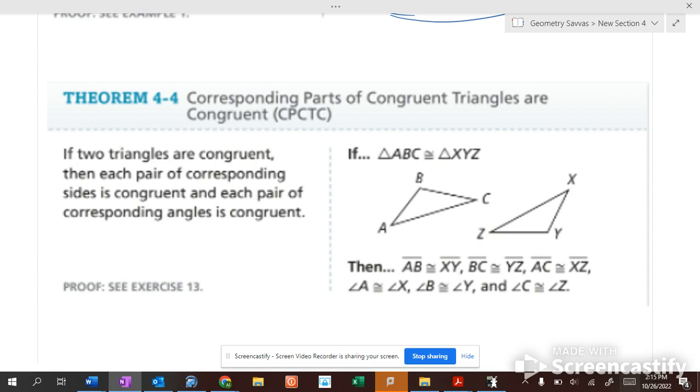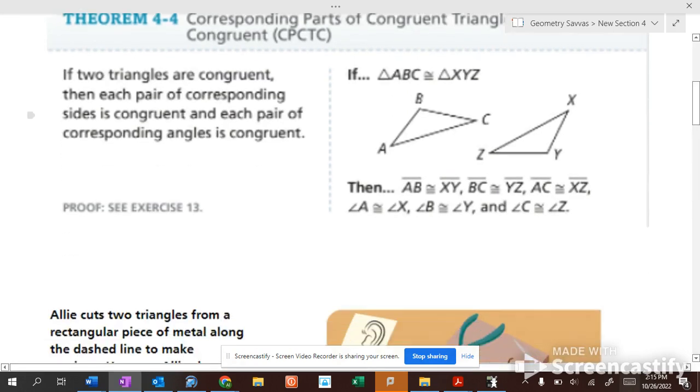If we know ABC is congruent to XYZ, then we know angle A is congruent to angle X. Angle B is congruent to angle Y. Angle C is congruent to angle Z. Side AB is congruent to side XY. Side BC is congruent to side YZ. And side AC is congruent to side XZ. All those things are congruent. Once you prove two triangles congruent, then the rest of the parts are going to be congruent.